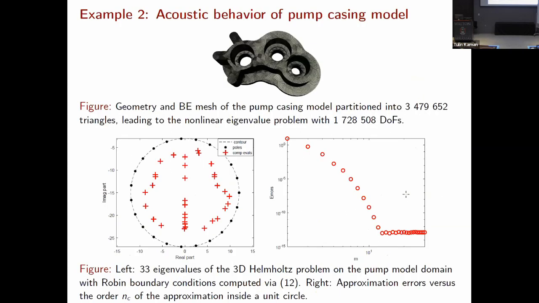And we did one big calculation, it was running for, I think, several days. We were given a pump casing model. It's a finite element model with 1.8 million degrees of freedom, coming from a three-dimensional Helmholtz problem. And we were interested in approximating some of the eigenfrequencies that the engineers are interested in practice.